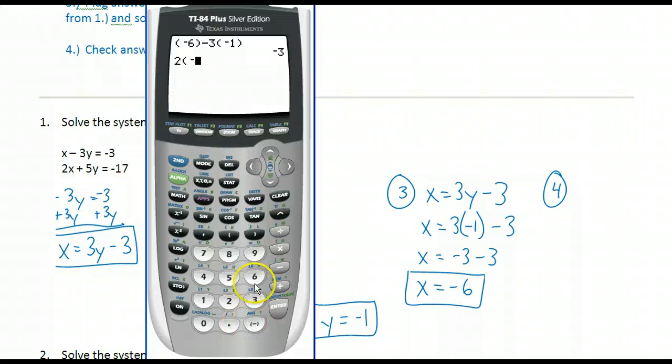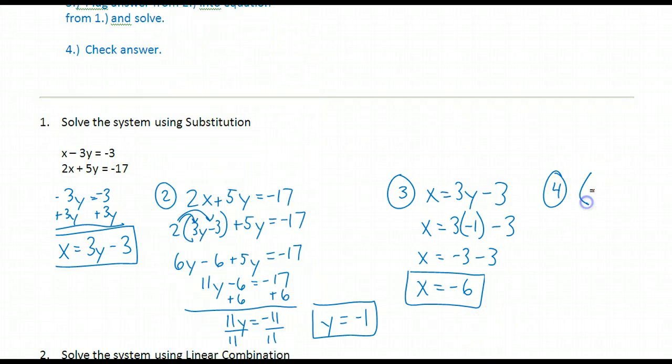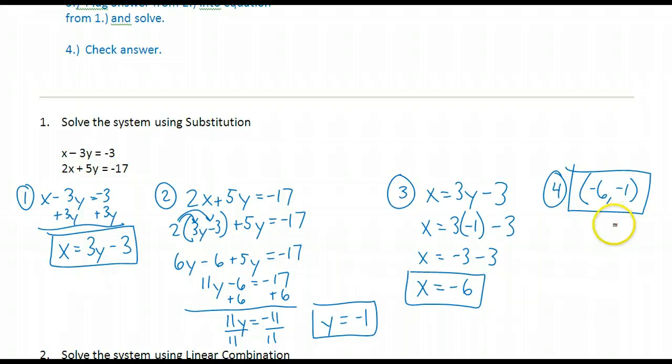I'm going to take negative 6 and plug it in for x, and negative 1 for y into my second equation, and I should get negative 17. So I know that my answer, negative 6, negative 1, is correct. You shouldn't get these problems wrong anymore. We're to the point now where you can solve a two-variable system, check your answer, and make sure you have the right answer every single time.